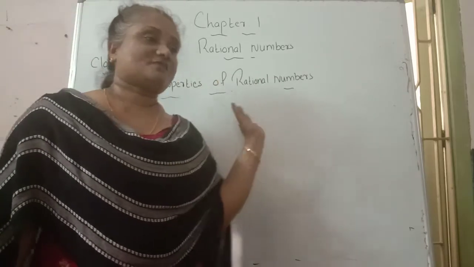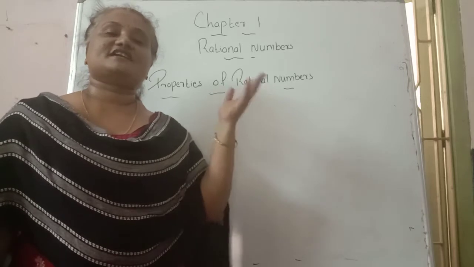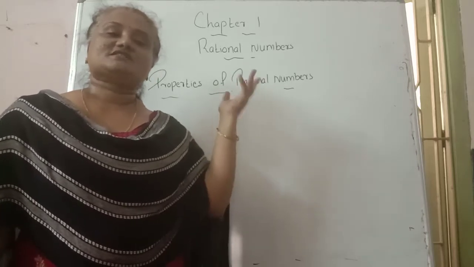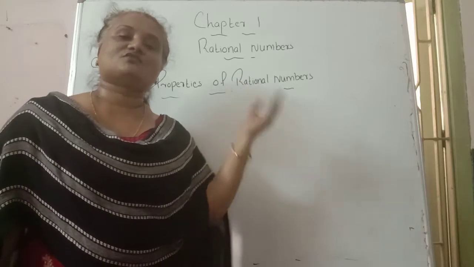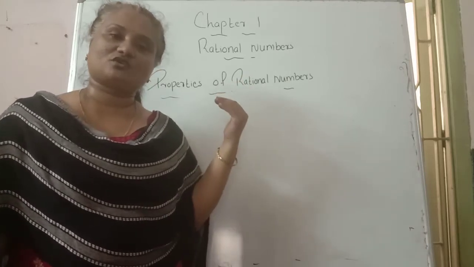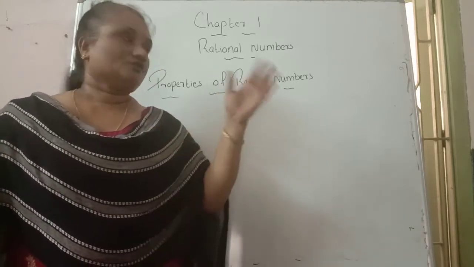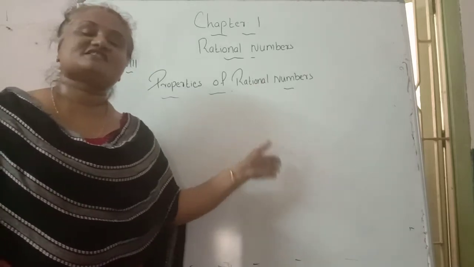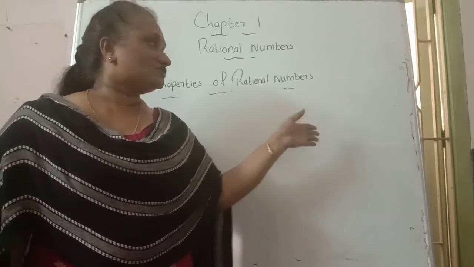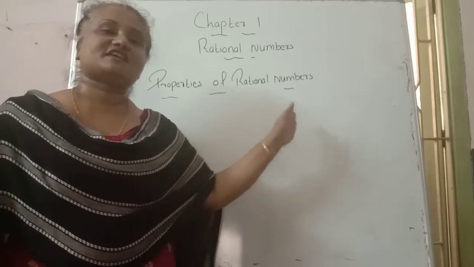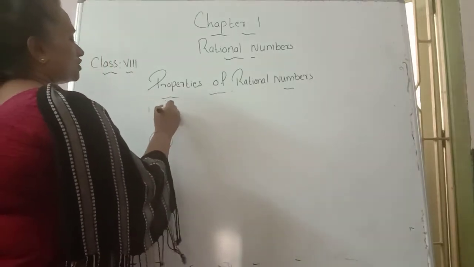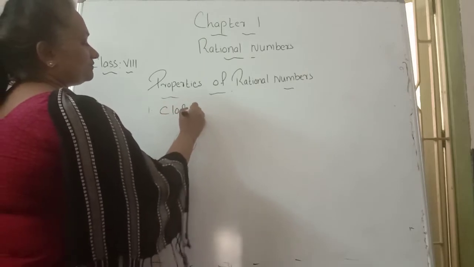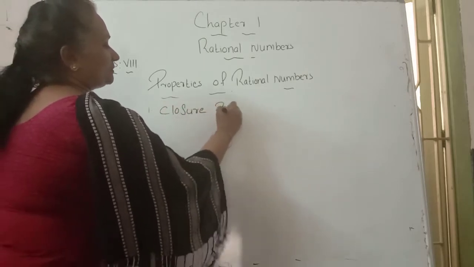In the closure property case, we want to check whether addition is satisfying or not, subtraction, multiplication, and division, whether each is satisfying or not. In this way, in today's class we are going to discuss these matters. So listen to what I am going to say. The first property name is closure property.